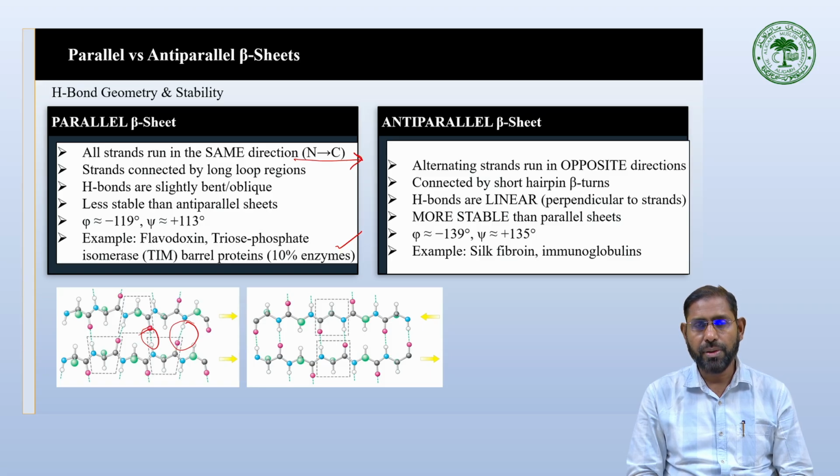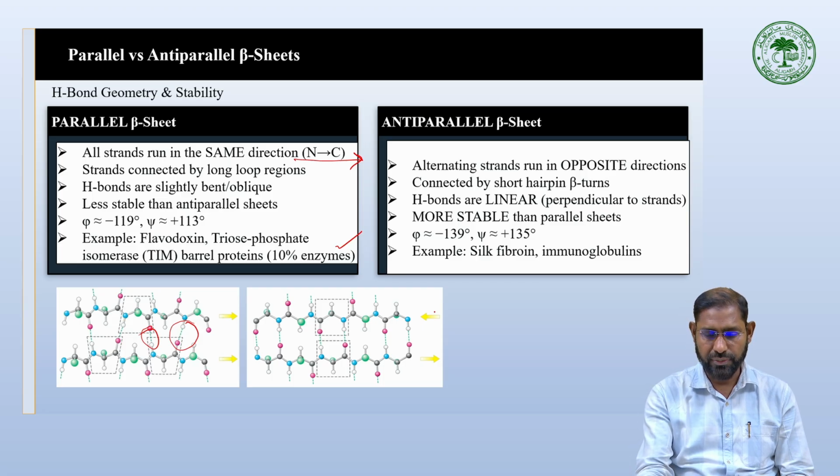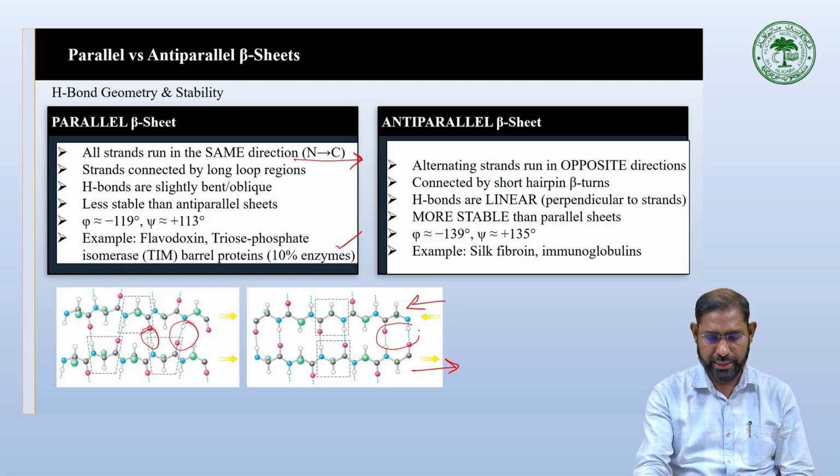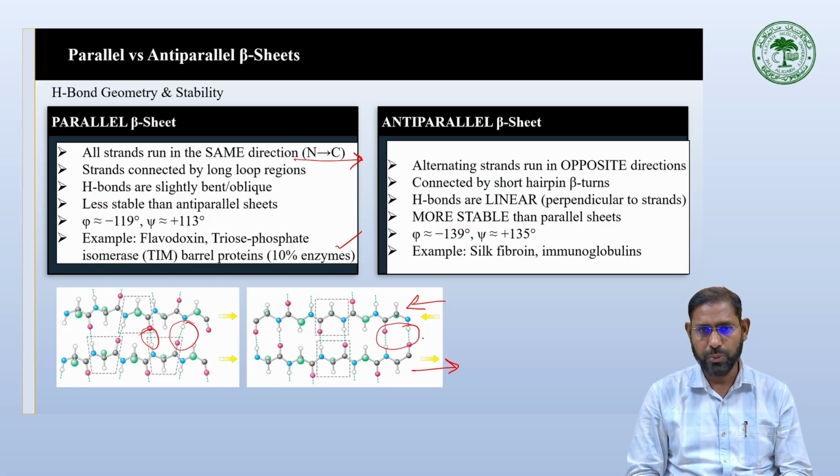Now, what are the characteristics of anti-parallel sheets? Alternating strands run in opposite directions. See, one in this direction and one in this direction is the anti-parallel arrangement. They are connected by short hairpin beta turns. H bonds are very linear in this case. You see, this hydrogen bond is very linear as compared to slightly bent and oblique in the case of parallel beta sheet.